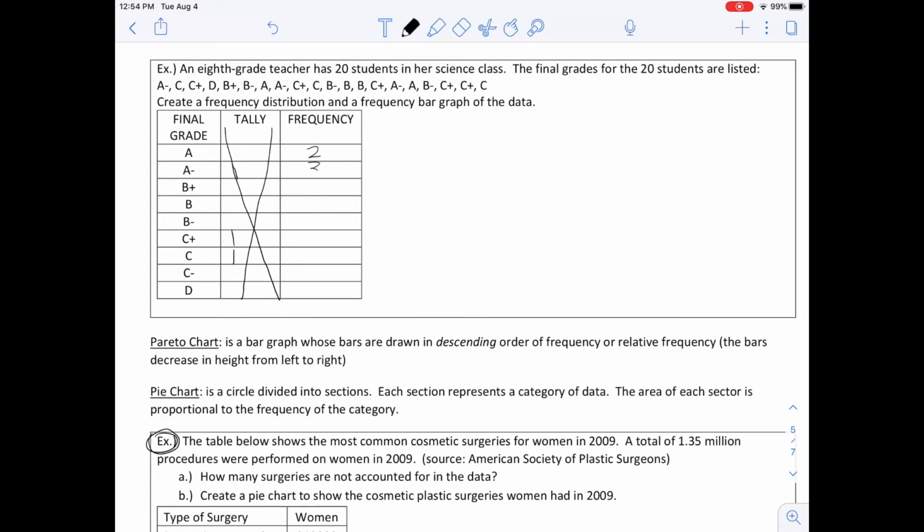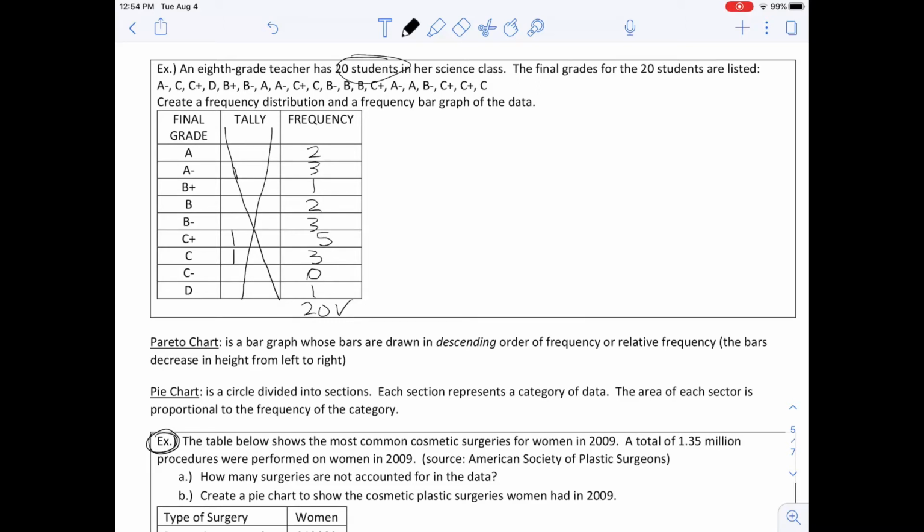We have 3 A minuses. We have 1 B plus. 2 B's, 3 B minuses, 5 C pluses, 3 C's, no C minuses, so I'm going to put a 0, and we have 1 D. Adding these numbers up, we do get a total of 20, which is how many students we had in this class.